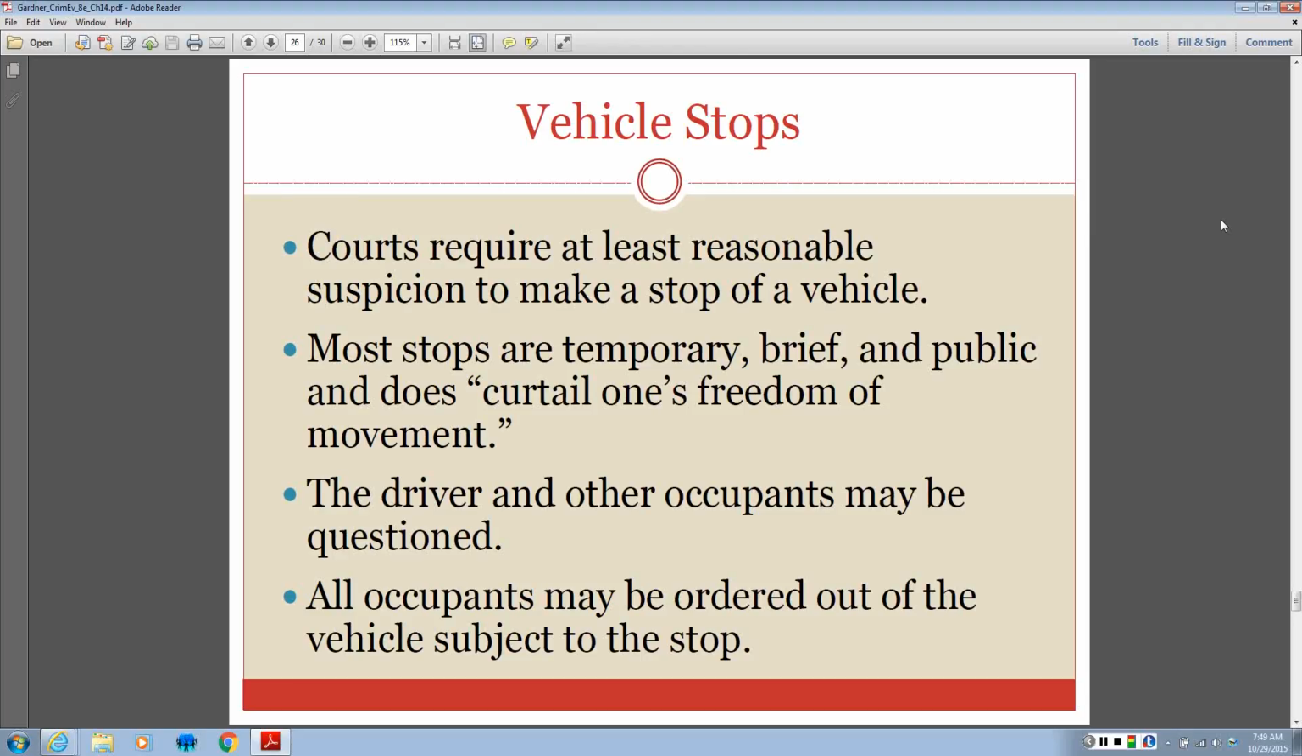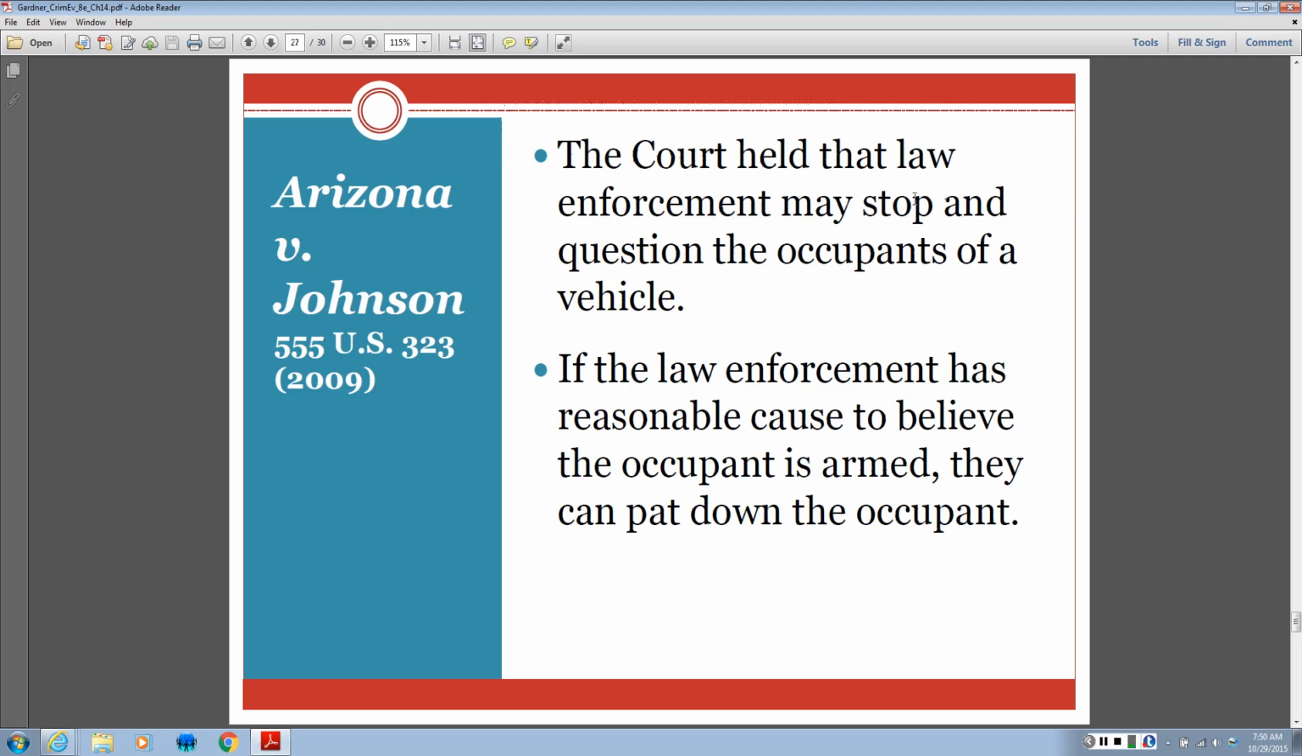The Supreme Court has also said that on any vehicle stop, if the police officer wants to make every person get out of the car, that's just fine. There's no problem with that. Every occupant of the vehicle may be ordered out of the vehicle as part of that stop, and you can pat every one of them down for weapons. That's an officer safety issue. Remember that.